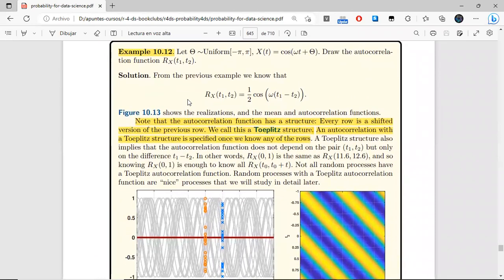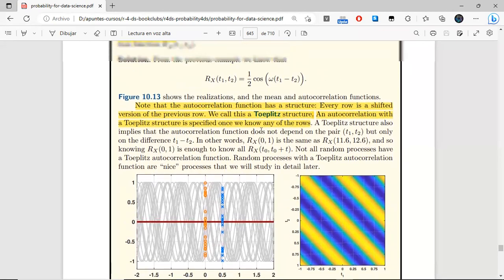The spoiler was, right, an expert, so it wasn't really a spoiler. It's just that this autocorrelation function that we just saw has a nice property that it is completely defined by the interval produced by these two times that we are looking at, that is, by the difference from the first time to the next one.